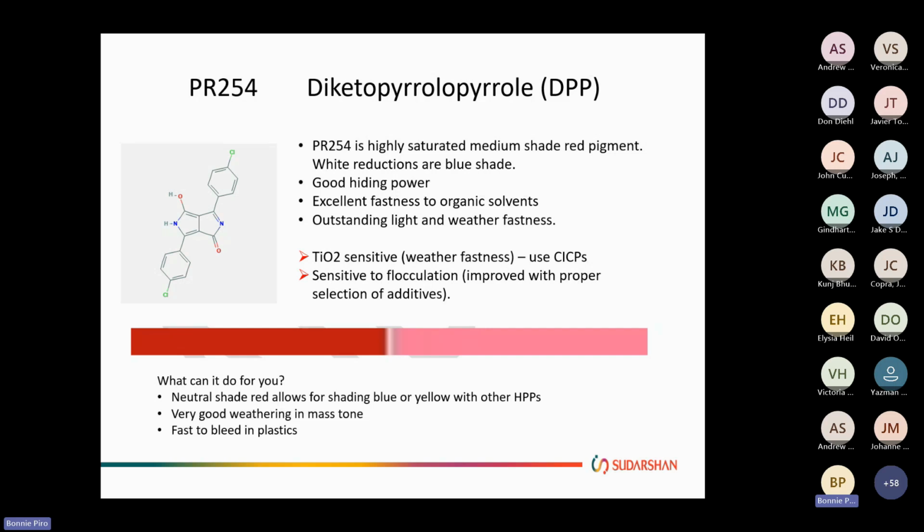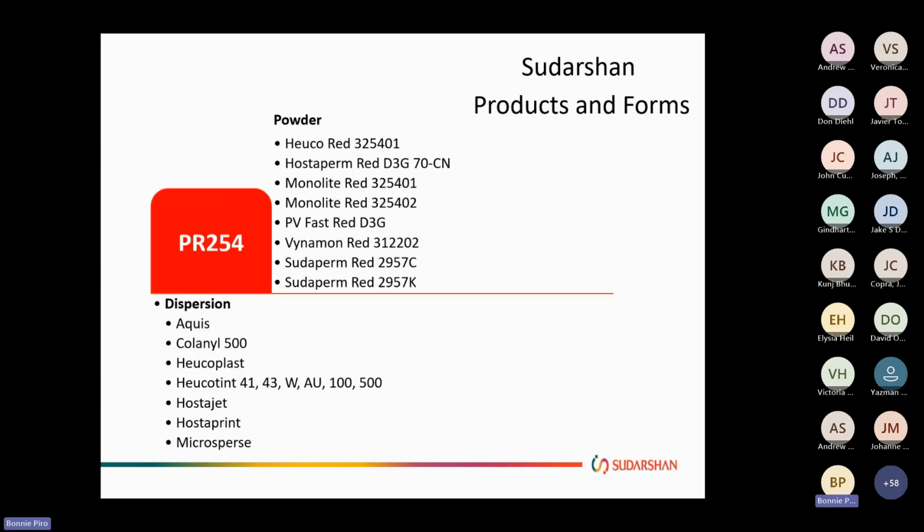On the flip side, it's a very good pigment with respect to a near mass tone type color. The Red 254 is a very neutral shade, so it allows for pushing it either more blue or more yellow with other high performance pigments. It takes on that mid shade space that you can push one direction or another. From a product perspective, we have both the powder versions as well as the liquid versions to offer for your application area.